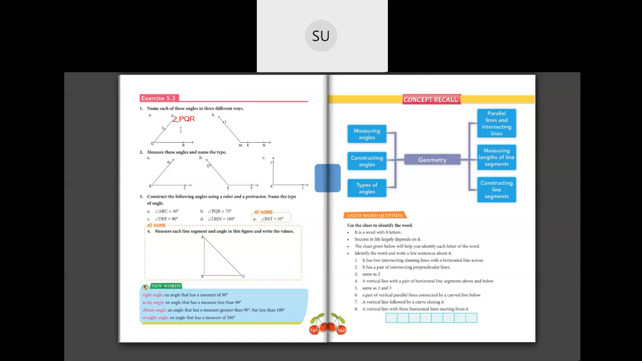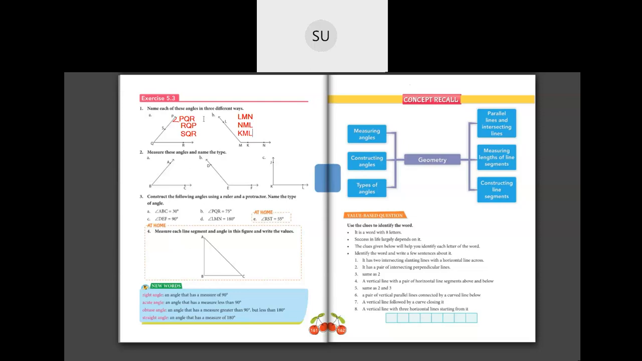Then how can you name the angle again? You can name it as angle RQP. Okay, angle RQP, and also you can name it as SQR. So these are three ways to name this angle. Then next one. So how will you name this angle now? We name it as angle LMN. Also you can name it as angle NML, and also you can name it as KML. Okay, angle KML.